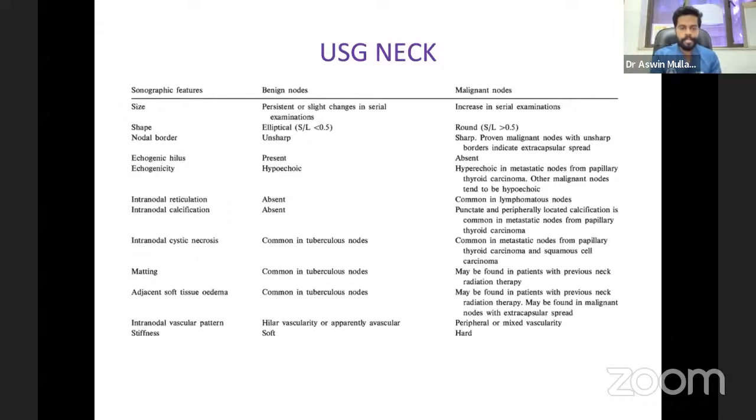What the radiologist sees in this USG, you can see some sonographic features on the left-hand side: size, shape, nodal border, echogenicity, matting, internal architecture, etc. A round shape, loss of fatty hilum, and altered echogenicity all together contribute to a metastatic node. Loss of fatty hilum, round shape, and microcalcification or internal calcification are all suggestive of malignancy. So these are the findings the radiologist will take from the USG neck.